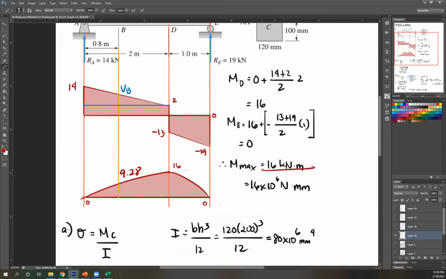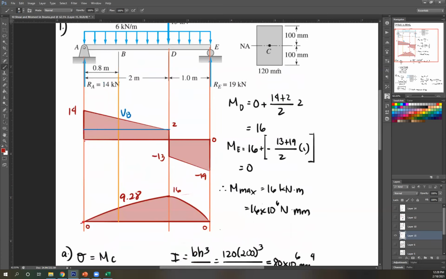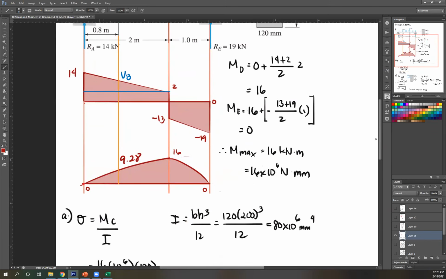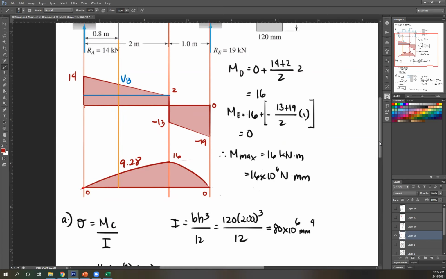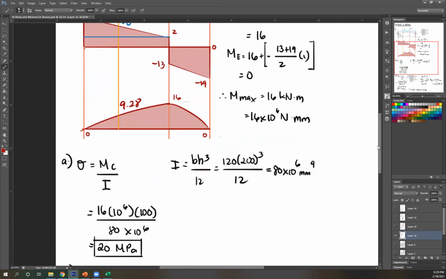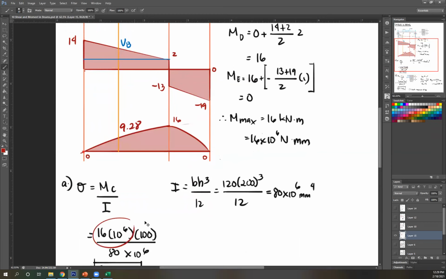So now M is this, 16 kilonewton meter, but our dimensions are in millimeter. Okay? And I want my stress to be in MPa, so convert this to Newton millimeter. So converting kilonewton meter to Newton millimeter, you get 16 times 10 raised to 6 Newton millimeter. Okay. So no problem with M. Next, what is C? Again, C is the maximum distance of neutral axis to extreme fiber. So that's just this distance, so 100. Okay, so 16 times 10 raised to 6 times 100.